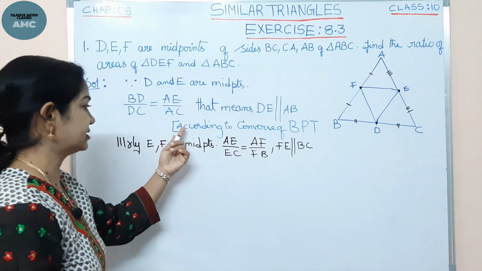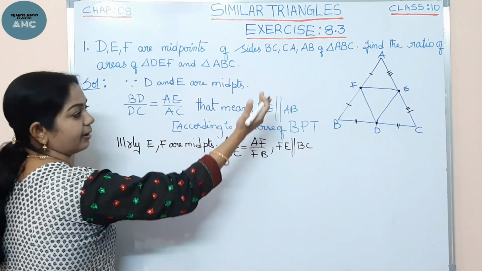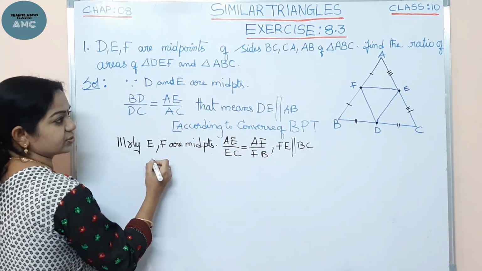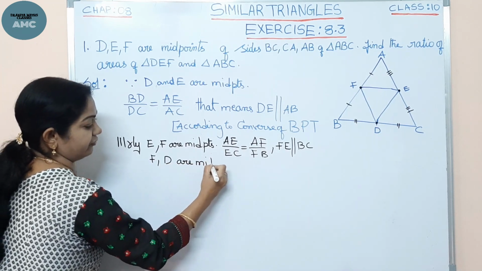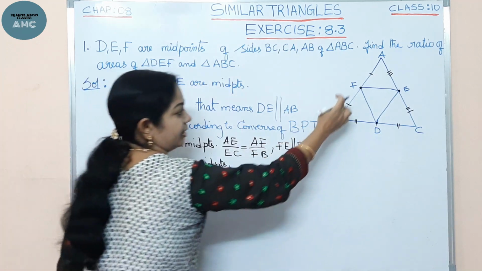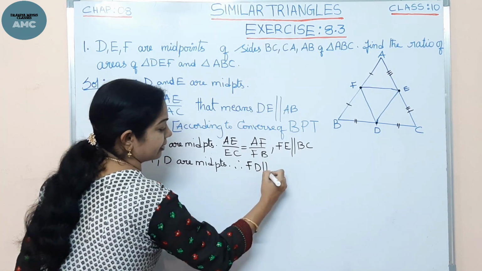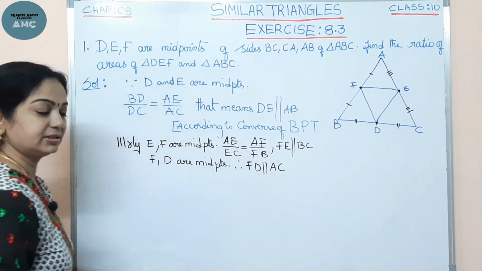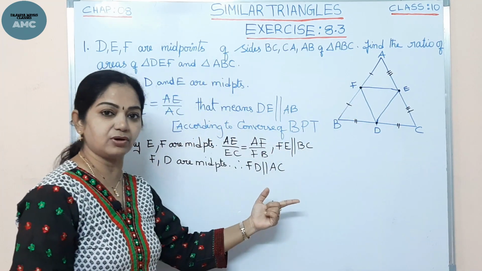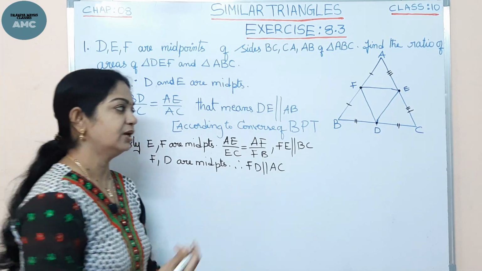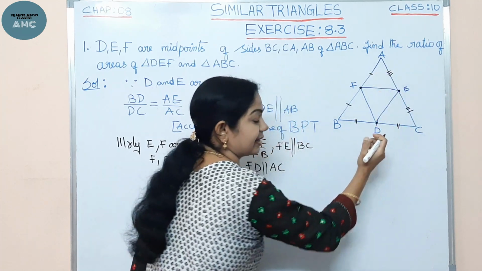By the converse of BPT, the same thing, according to the converse of the basic proportionality theorem, we get that those two are parallel sides. Similarly, also we have F and D as midpoints. So we get, therefore, FD is parallel to AC. Similarly, from those ratios, according to the converse, we get FD is parallel to AC. So what we got: DE is parallel to AB, FD is parallel to AC, and FE is parallel to BC.